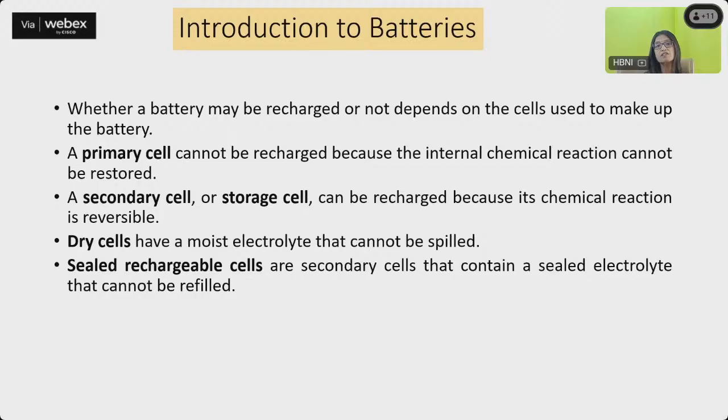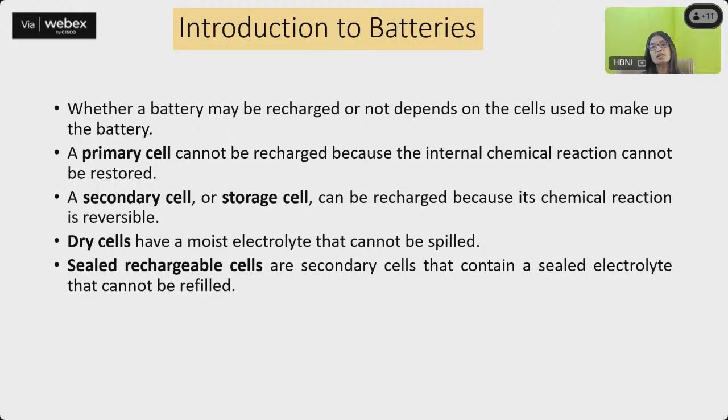Whereas in the case of a secondary cell or a storage cell, you can recharge it. How do you recharge it? The chemical energy that was converted into electrical energy, when you charge that particular cell, the reaction is reversed and goes back to its original form, and it stores that electrical energy as chemical energy, so that when you discharge it once again, it changes that chemical energy to electrical energy.